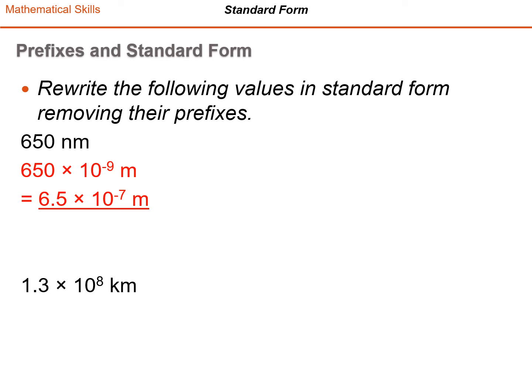Our second example, we've got 1.3 times 10 to the power of 8 kilometers. We know that the kilo, lowercase k, represents 10 to the power of 3. So we can rewrite that as 1.3 times 10 to the power of 8 times 10 to the power of 3 meters. Then using our rules of indices, we know that 10 to the power of 8 multiplied by 10 to the power of 3 is 10 to the power of 8 plus 3, which will be 11. So we have 1.3 times 10 to the power of 11 meters.